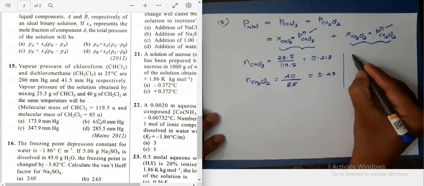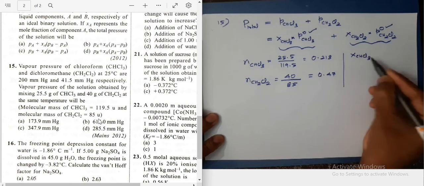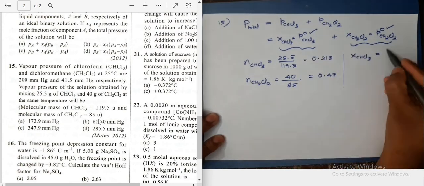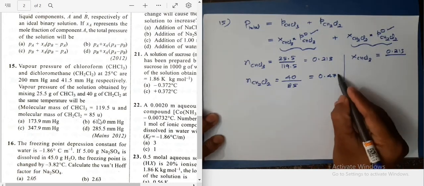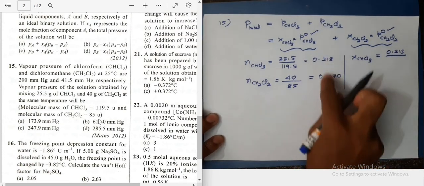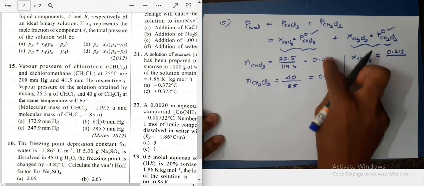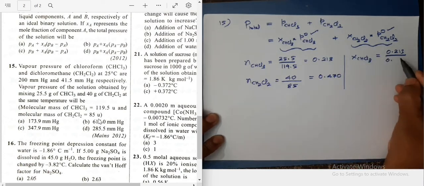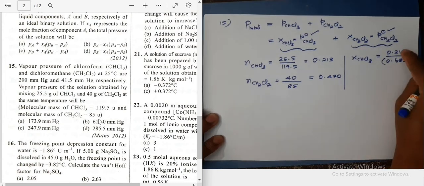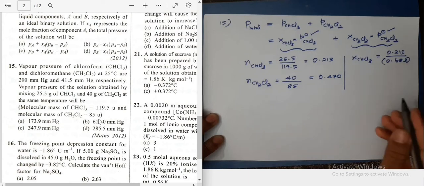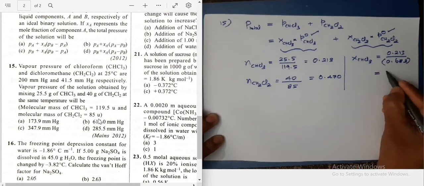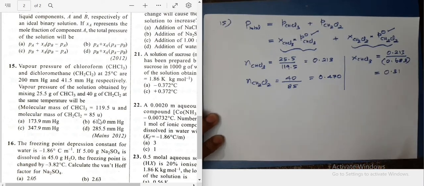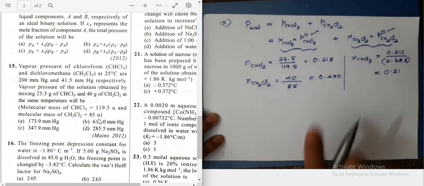I'll do it here. What's the mole fraction of chloroform? Mole fraction of chloroform is equal to the number of moles of chloroform, 0.213, divided by the total. If I take the total, it comes out as 0.683. This is the total number of moles. The number of moles of chloroform divided by the total number of moles will give you the mole fraction. If you simplify this, you'll get the answer as 0.31. So 0.31 is the mole fraction of chloroform here.